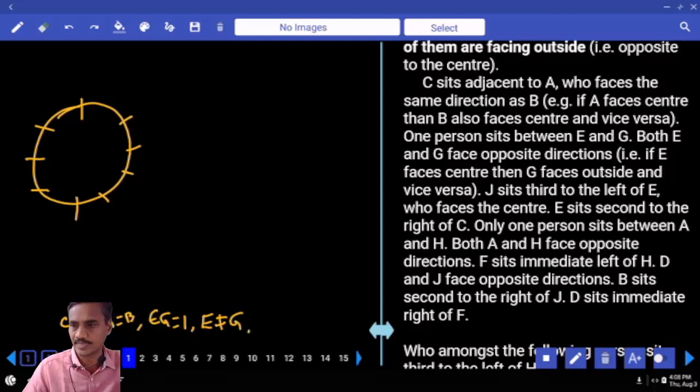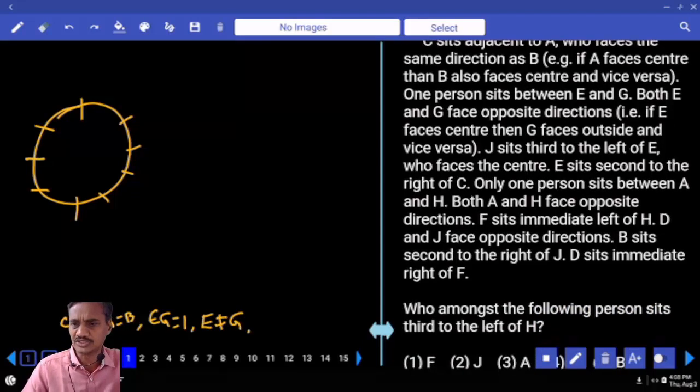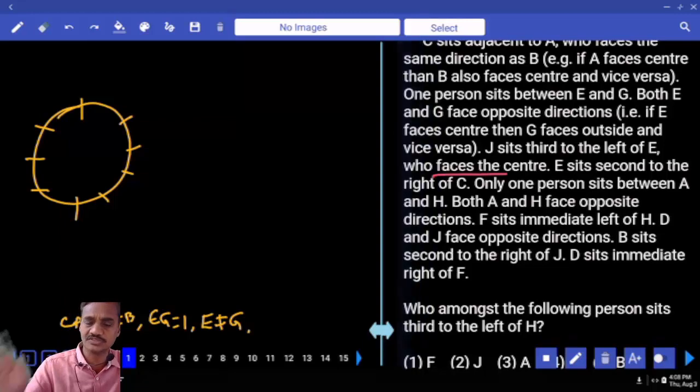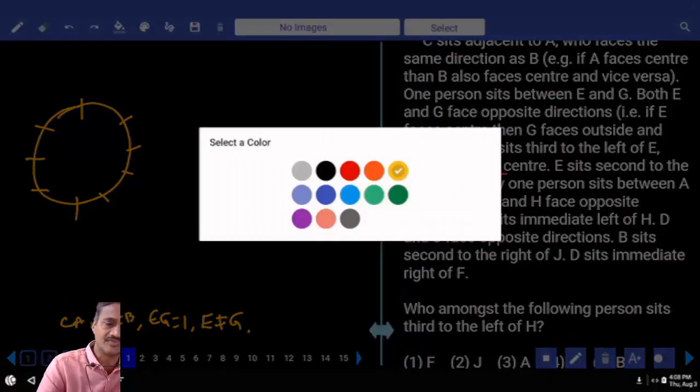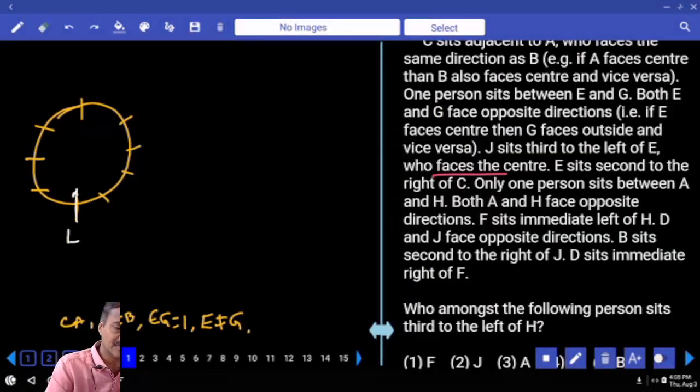And next, J sits to the left of E, who faces the center. Now we have gotten information regarding E: E is facing towards the center, and J sits to the left of E. There is exactly one person between E and G. G can be on the left hand side or right hand side. E and G are not facing the same direction. E is towards the center, so G will be away from the center.